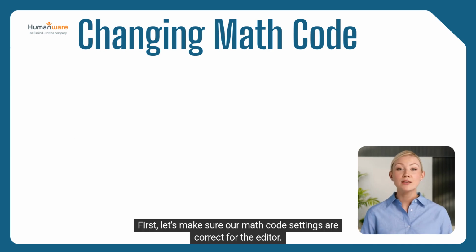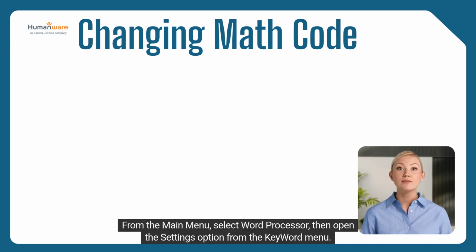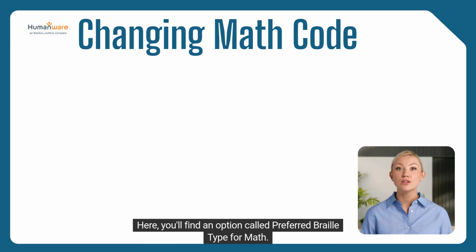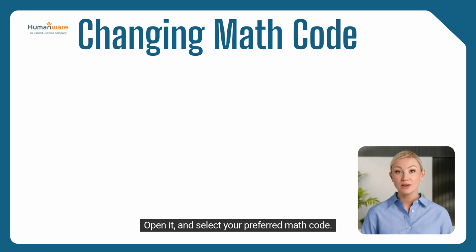First, let's make sure our math code settings are correct for the editor. From the main menu, select Word Processor, then open the Settings option from the KeyWord menu. Here, you'll find an option called Preferred Braille Type for Math. Open it and select your preferred math code.